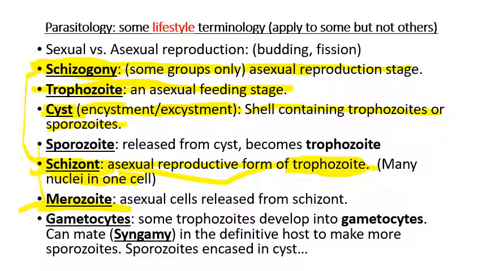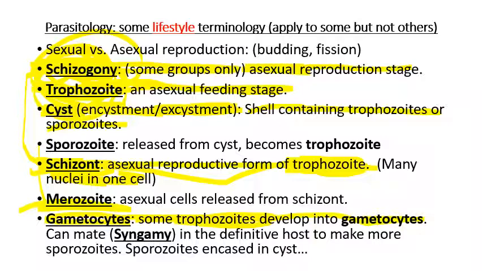Right. So schizogony refers to the asexual reproduction that some protists carry out. On the other hand, some protists can exist in either an asexual or a sexual form. The sexual form is called a gametocyte. Right. And so the gametocyte, some actually develop from trophozoites within the definitive host. So if you have a trophozoite inside a human, and then that human gets bitten by a mosquito and the mosquito sucks it out, so it ends up in the mosquito, it's actually able to develop into a gametocyte.